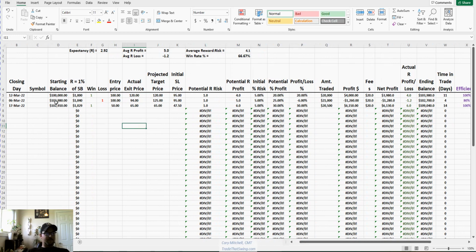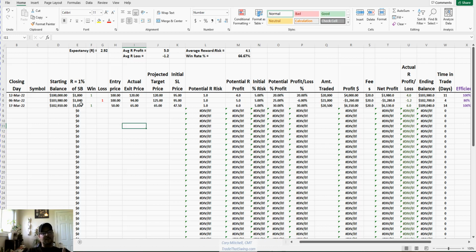So you notice your account balance changes. If this trade is profitable and I made $4,000, now my account balance less fees is up to $103,098. 1% of that is a little bit more.